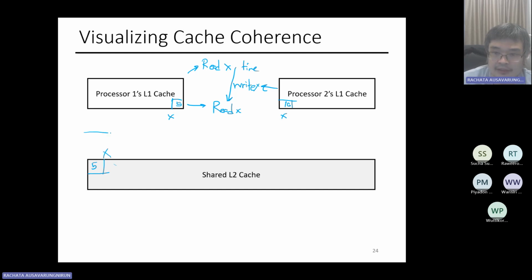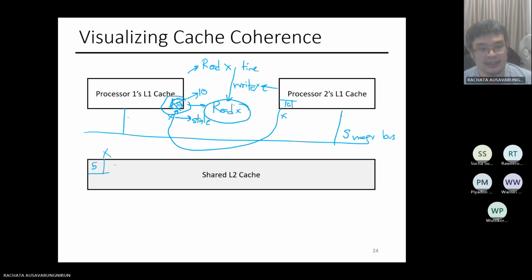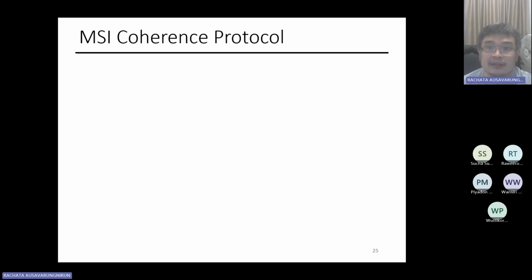When I write 10, the Snoopy bus will need to get triggered, and processor one will say, oh, wait, someone is modifying X. So this will be tagged as stale. Basically, it's old data I need to update. Eventually, I need to update myself so that if I need to read X again, the update will happen. Number 10 will get overwritten here. This becomes 10, and then you can read X correctly. This allows you to read the correct data, right?